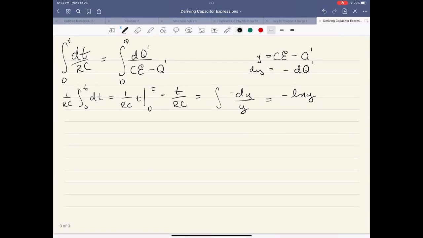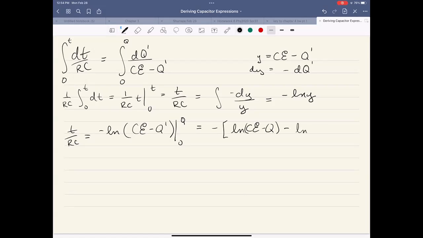Okay, so now I'm going to plug back in for y and then evaluate at the limits of my integration. So I have t over RC, and then that's going to be equal to minus the natural log of C times the EMF minus Q prime, evaluated from 0 to Q. Okay, so that's pretty straightforward. All right, so I have minus sign here, and then the natural log of C times the EMF minus Q minus the natural log of C times the EMF.